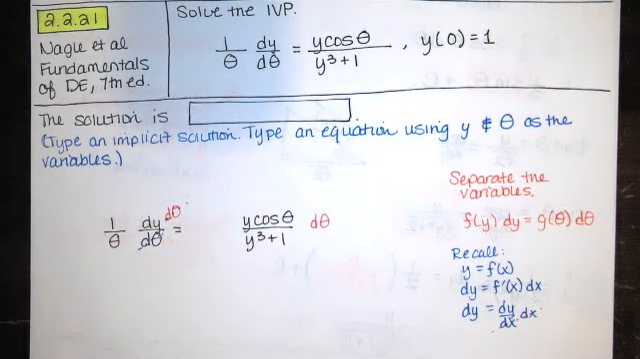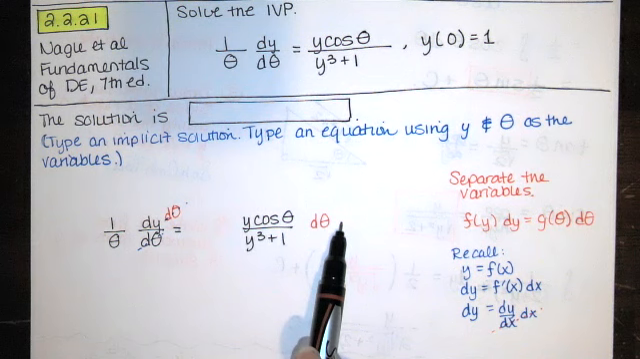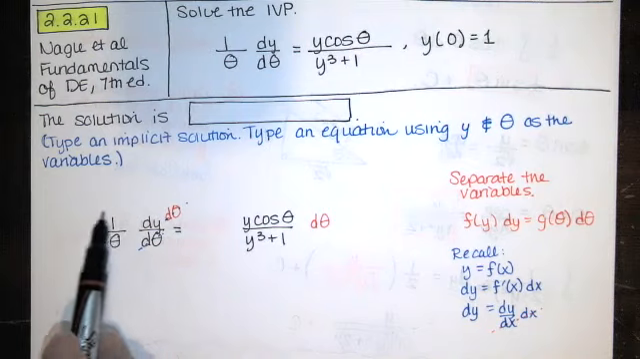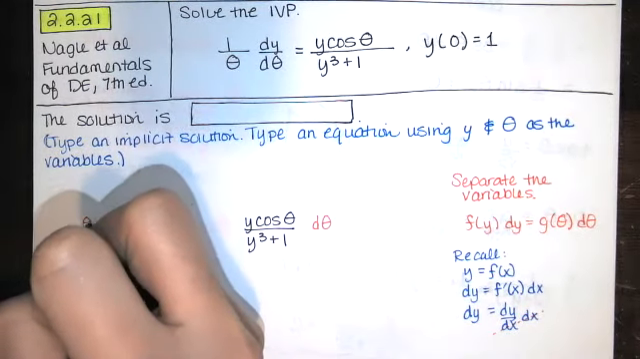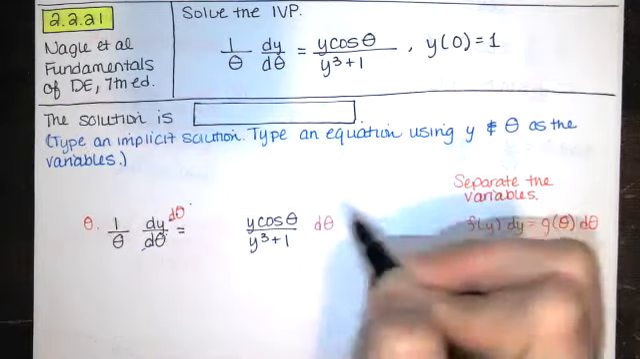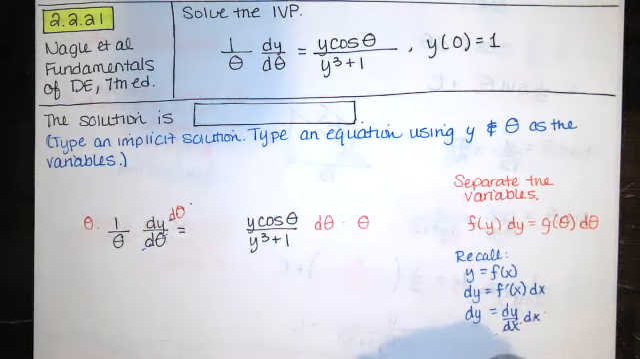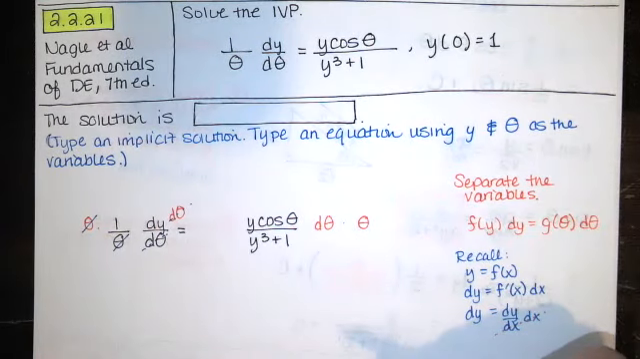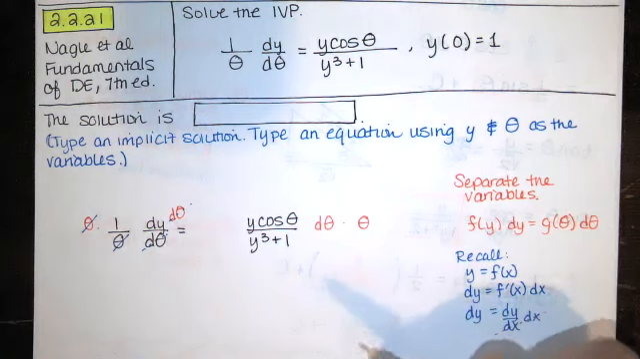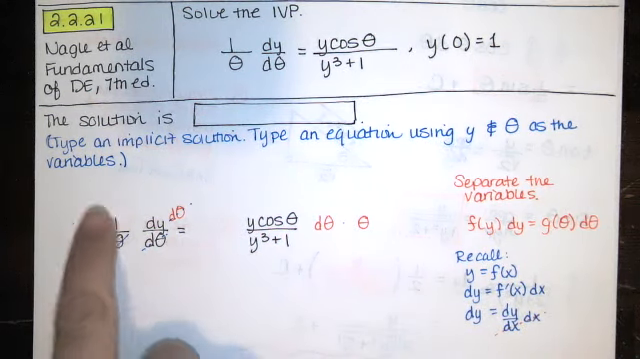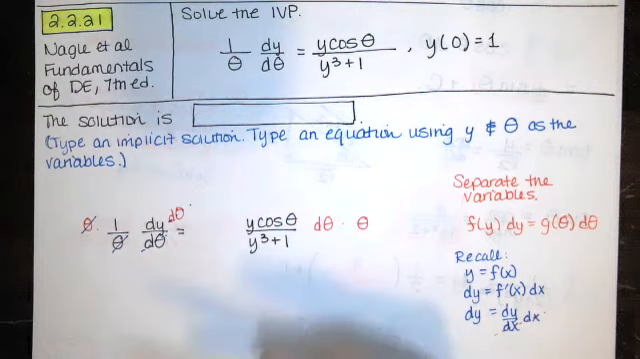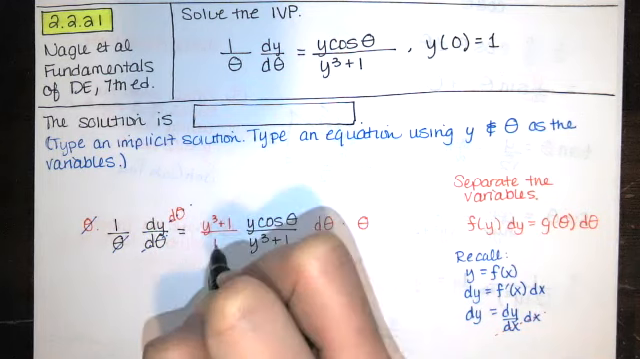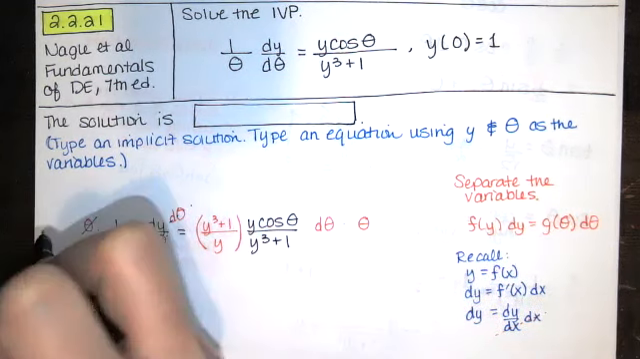Now I want all the thetas on this side to go with the d theta, and I want all of the y's on this side to go with the dy. So I will multiply both sides by theta. That's going to get rid of this 1 over theta here. And then this y over y cubed plus 1, I really want that on this other side. So I will multiply by the reciprocal of that. Multiply by y cubed plus 1 over y.